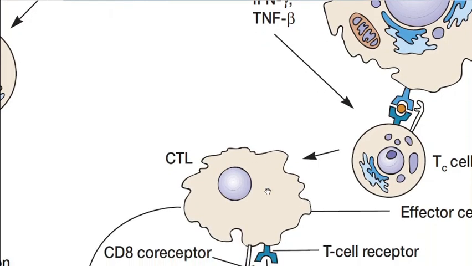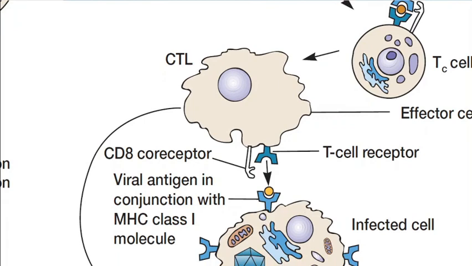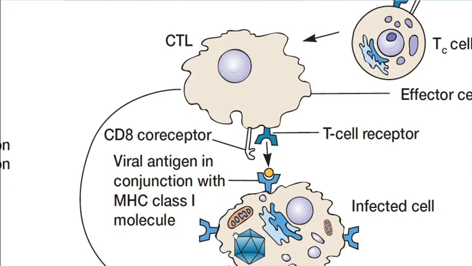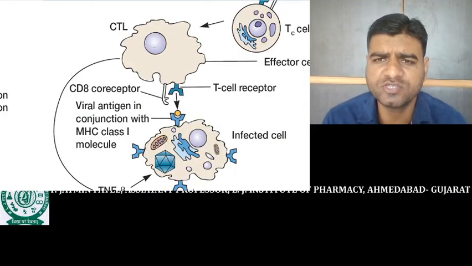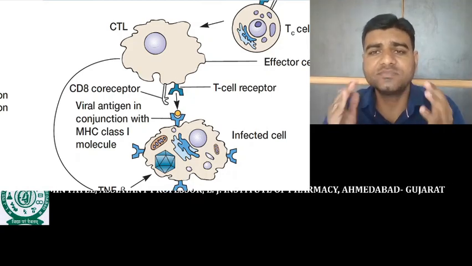And this cytotoxic T lymphocyte will destroy this infected APC cell by different mechanisms. Sorry, there are two main mechanisms. The first is the CD95 pathway, and the second is the perforin pathway. CD95 pathway and perforin pathway. What does the CD95 pathway mean? The CD95 pathway works by programmed cell death.